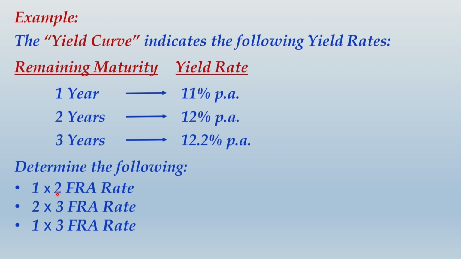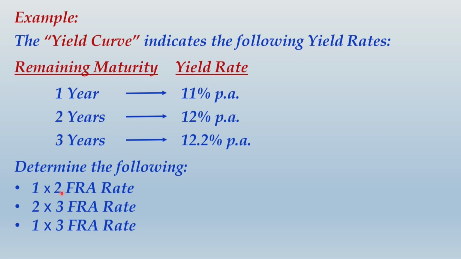Here the objective of putting this in this format, that 1/2 FRA rate. So 1/2 FRA is the contract that will initiate after 1 year and will close after 2 years from now. So the period of borrowing will be only 1 year. That means the period of borrowing starts after 1 year end, and the borrowing period will end after 2 years end from now. That means the duration of the borrowing will be only 1 year. That is how we interpret 1/2 FRA rate.